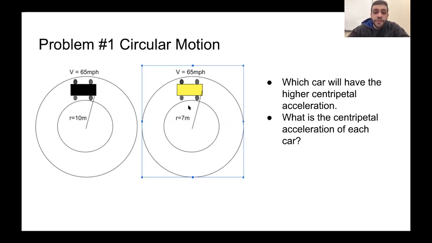For about the next few minutes, I'm going to have you work on the actual question. So what is the centripetal acceleration of each car? I want you to make note that you're given the velocity in miles per hour and a radius in meters, but your answer is going to be in miles per hour squared.